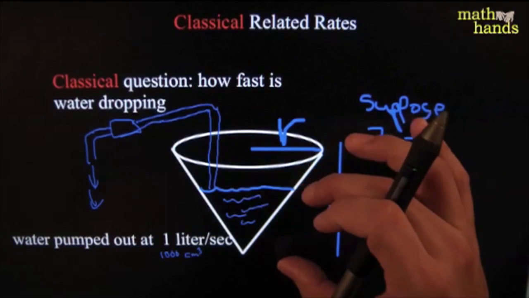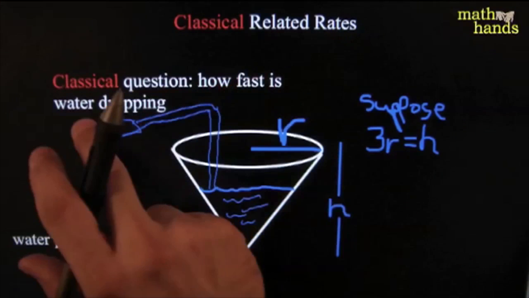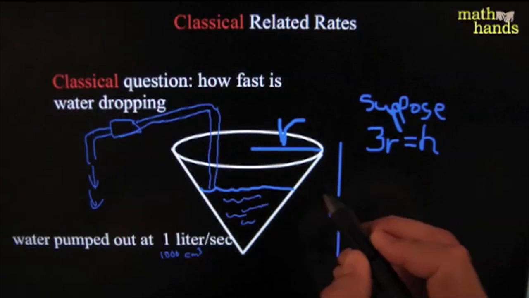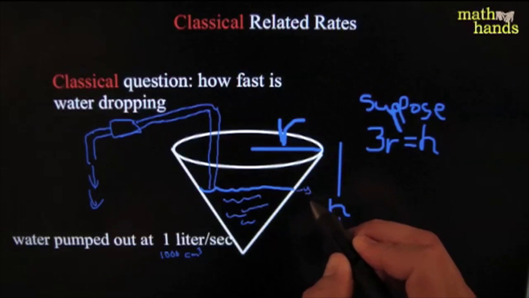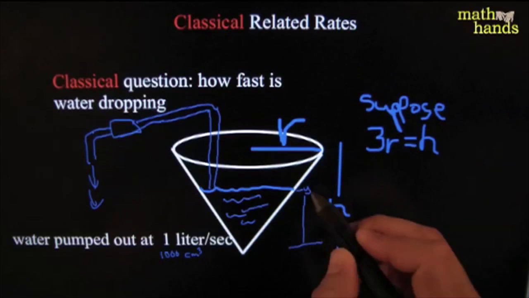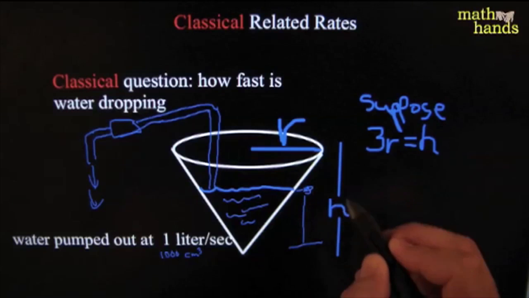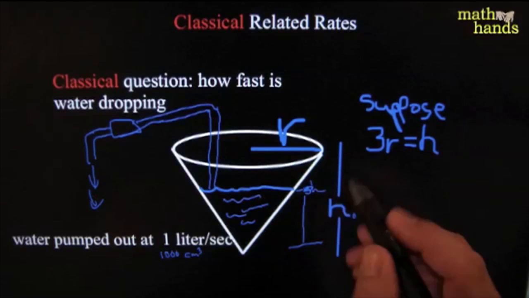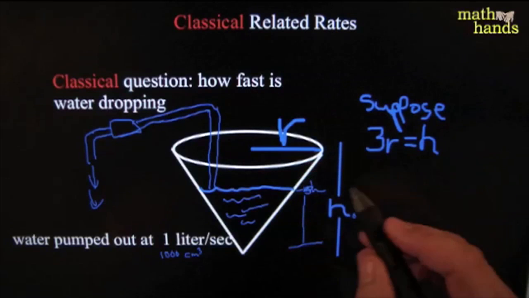The question is, how fast is the water dropping? That means how fast is the height. Suppose I call this Y, or I could call it H. Doesn't matter. I'll call the big H, H naught, and I call this H. How fast is the H changing?